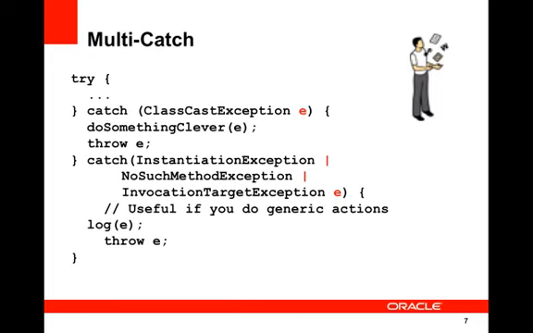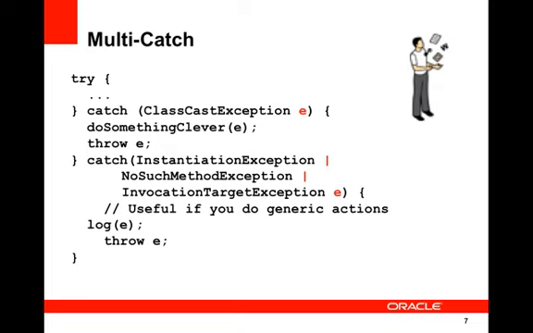So try with multi-catch is a really nice new addition. It makes it a lot easier to understand the code. We don't have to clutter it up as much. In this particular case, in the first catch, we're going to do a ClassCastException on e, and we'll do something clever. But for the rest of them, an InstantiationException or a NoSuchMethodException or an InvocationTargetException, if we're doing a generic action, in this case just logging e and then throwing e, we can use all three of those.